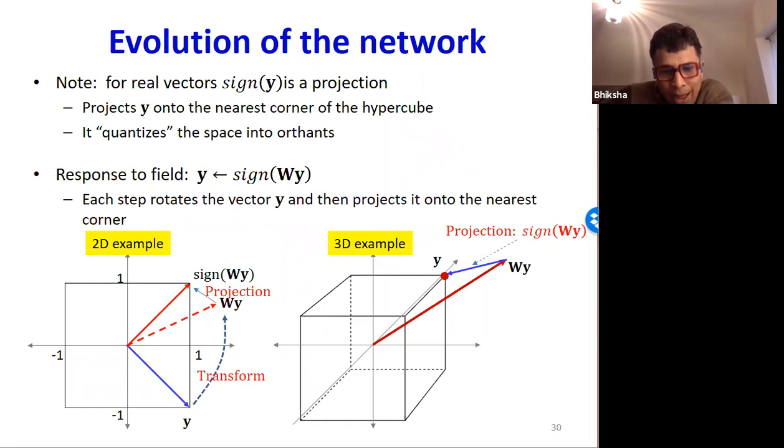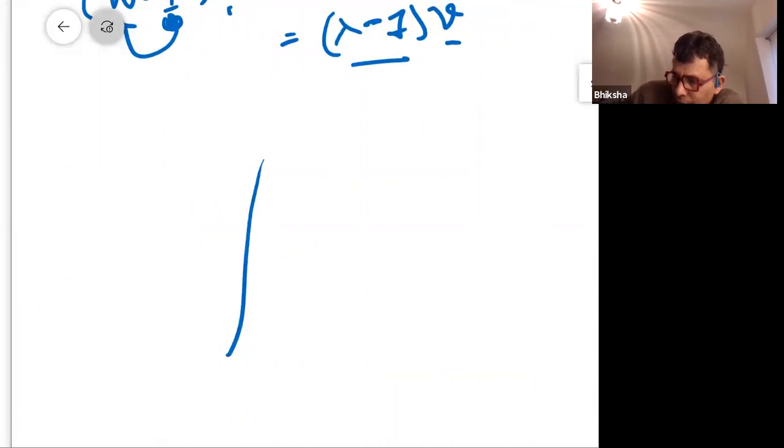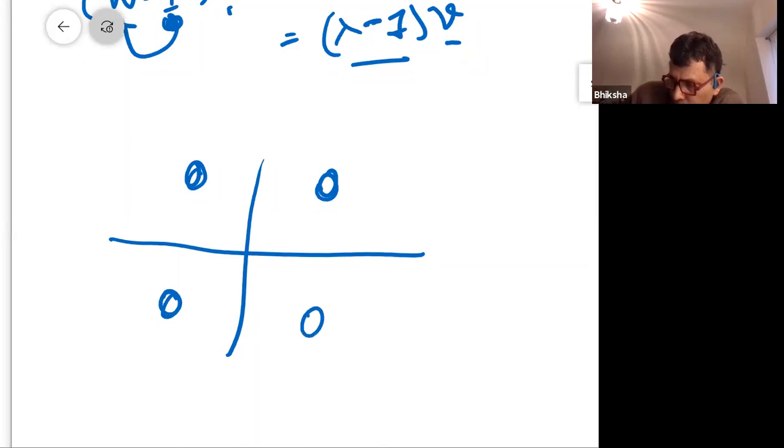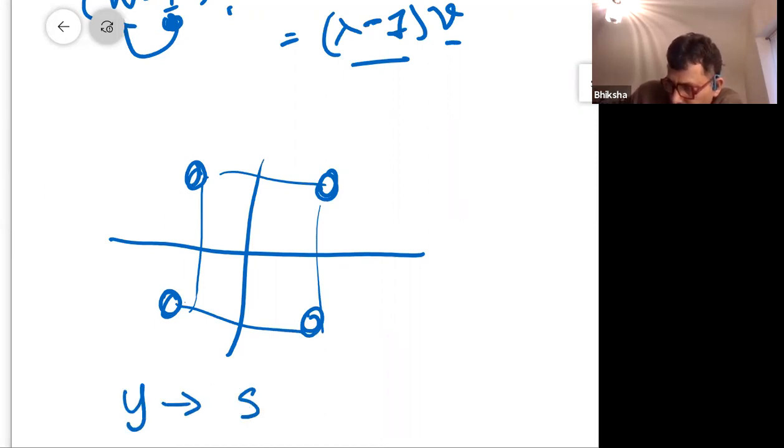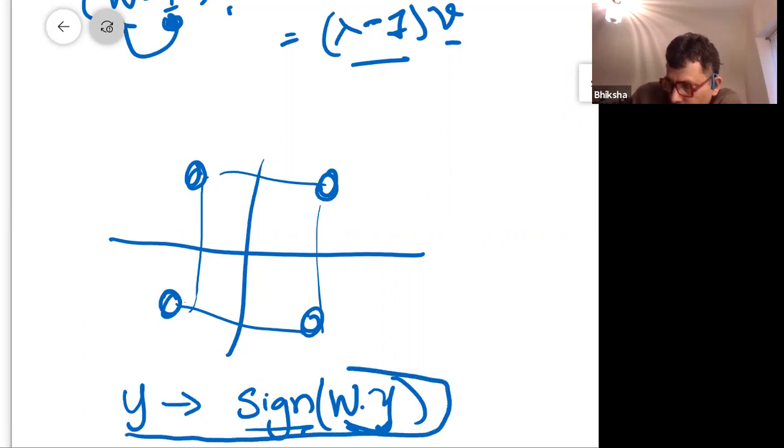Now, let's look at what happens when, let's look at a 2-dimensional network. A 2-dimensional network means that you can only store these 4 patterns, correct? And the evolution of my network in vector form is going to be y equals sign of W times y. W times y is the field. You're taking the sign. And so this is the actual evolution of the network written in vector form, okay?